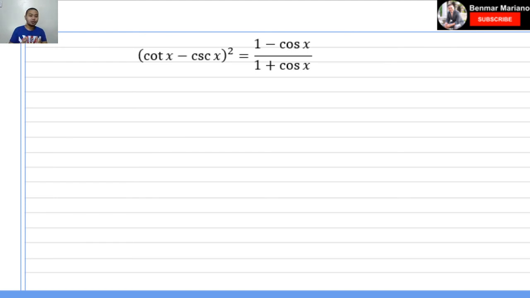So what am I going to do here is I'm just going to manipulate the one on the right side. How? I'm going to multiply something that won't change the value of 1 minus cosine x over 1 plus cosine x. And that will be 1 minus cosine x all over 1 minus cosine x. The question here is, why must the expression 1 minus cosine x over 1 minus cosine x be multiplied to the expression on the right side of the equation?